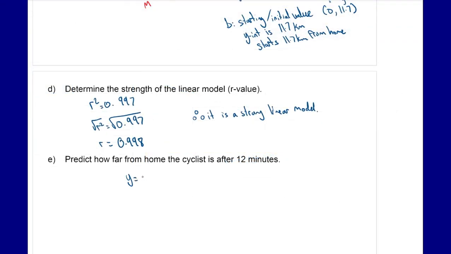So y equals negative 0.189x plus 11.7. So this value here, that's our x value, our independent variable. So we have negative 0.189 times 12 plus 11.7. Basically, we're using the equation to help us solve. Negative 0.189 times 12 plus 11.7. So this means that after 12 minutes, we will have 11.47 kilometers remaining. So we got done just under 0.27 kilometers, so not even a full kilometer.